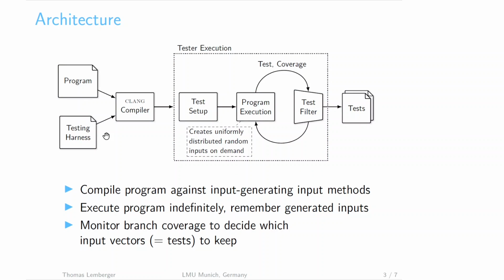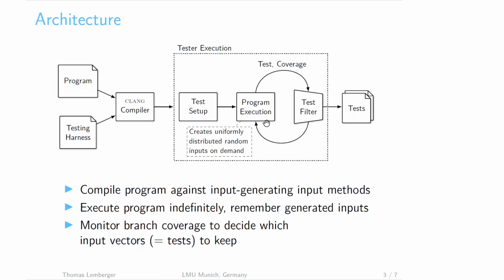All of the magic of PRTest is in the testing harness. This testing harness is some C code that defines input methods and a special main method for running the original program under test as fast as possible. So this test harness is compiled against the program under test, and this creates a single binary which is run. At the very beginning of the execution of that binary, there's a small test setup defined by the test harness, but immediately after that, we just execute the original program.